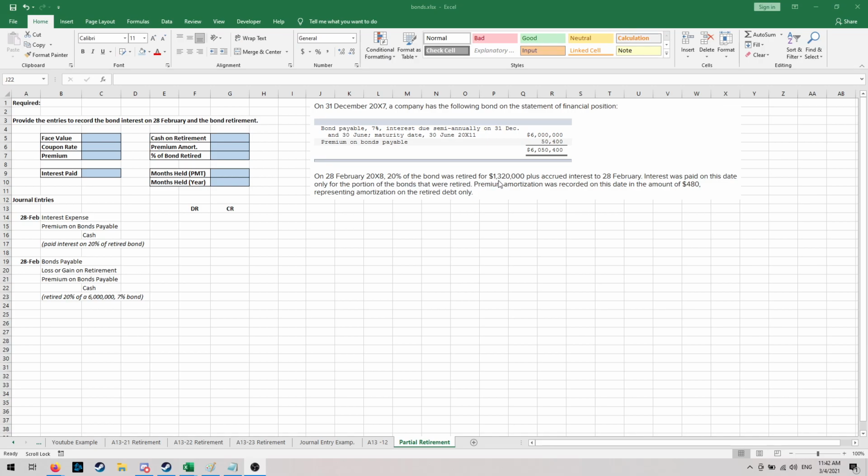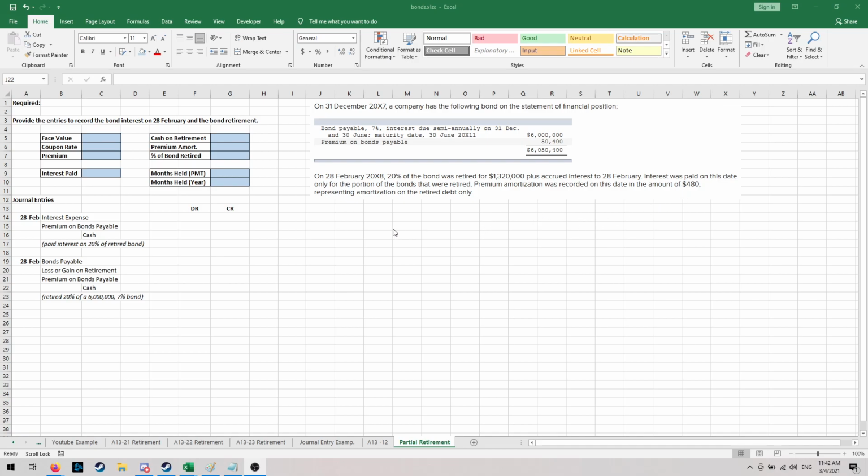And in exchange, they're going to receive $1,320,000 of cash. They pay out interest on that date only for the portion of the bonds that were retired. So the people whose bonds they're retiring do get the interest they've accumulated up till that point. And finally, we are told that premium amortization was recorded on this date, and they recorded $480 of premium amortization.